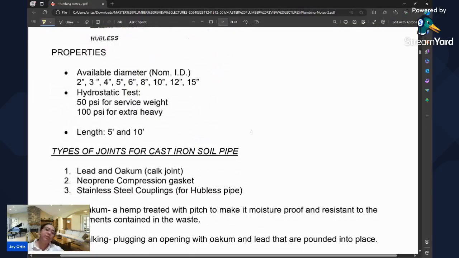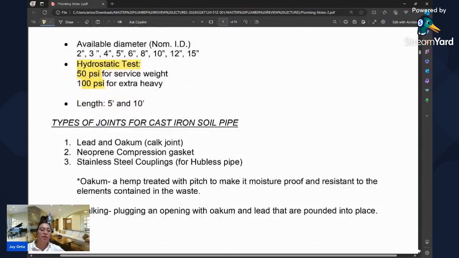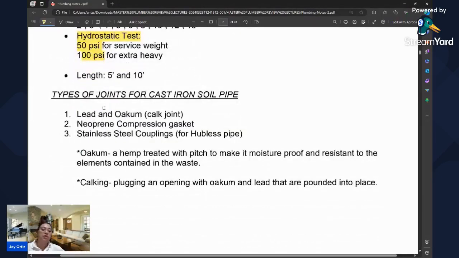Here's the properties, available diameter, nominal inside diameter po is usually 2 inches, 3 inches, 4, 5, 6, 8, 10, 12, and 15. Hydrostatic test, dapat naka 50 PSI for service weight and 100 PSI for extra heavy. Length is 5 feet and 10 feet.